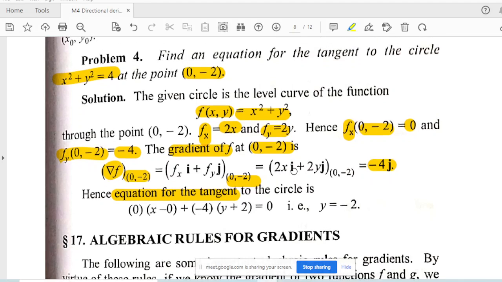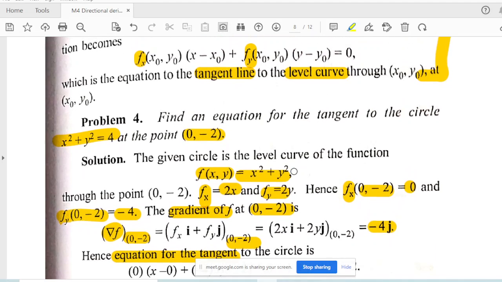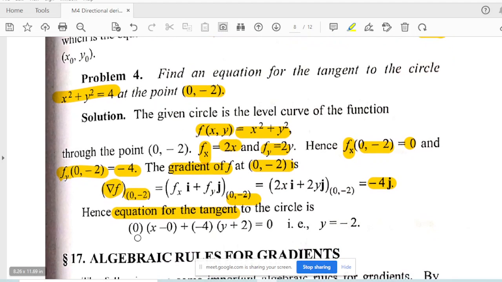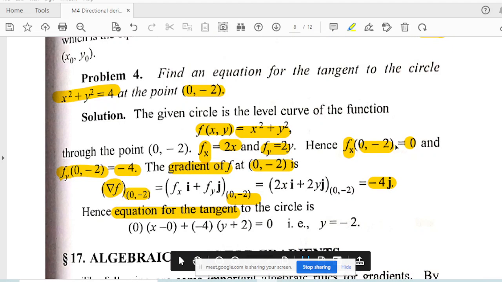So for that, we substitute all the values into the equation: f x of x naught y naught, f y of x naught y naught. f x of x naught y naught is 0, so we get 0 into x minus x naught, plus -4, since f y of 0, -2 is -4, into y minus y naught. y naught is -2, so y plus 2 equal to 0. Simplifying completely, we get y equal to -2. So this is the equation of the tangent to the given level curve.